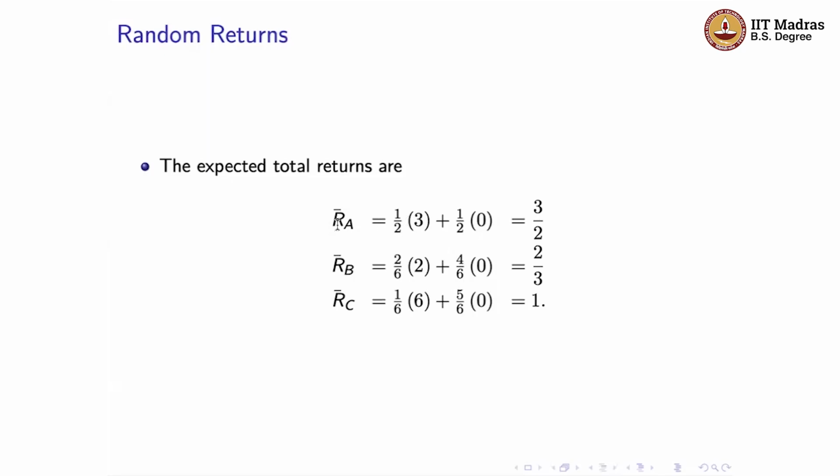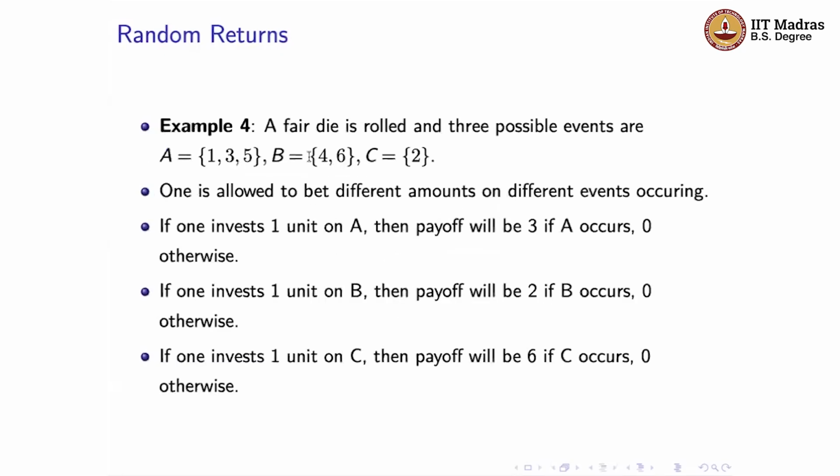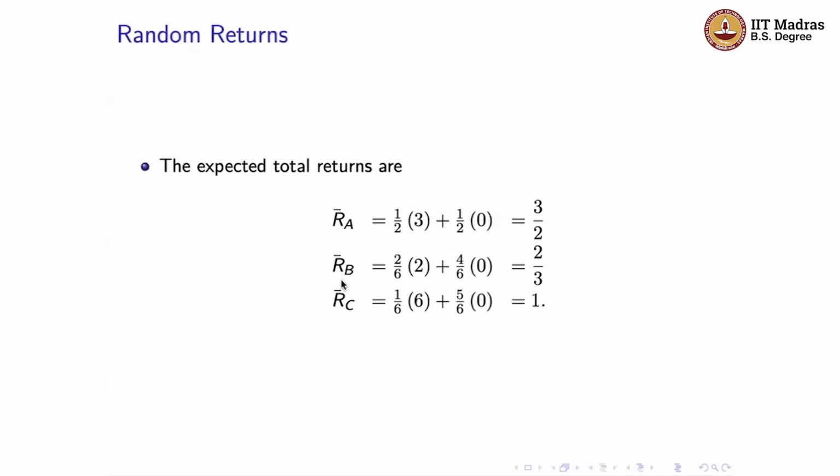This is the total payoff, and the investment was 1, so therefore this is also the total return. Okay. You can also calculate the expected total return from B in a similar way. Remember, probability of B happening is 2 by 6, and probability of C happening is, by the way, 1 by 6, which we'll also need. Then you can do the calculation in exactly the same way, so that the expected total return, if you put in this 1 unit of money on event B, is equal to 2 by 3, and the expected total return, if you put 1 unit of money on event C, is given by 1 by 6 times 6 plus 5 by 6 times 0, which is equal to 1. So this is how you calculate the expected total returns.